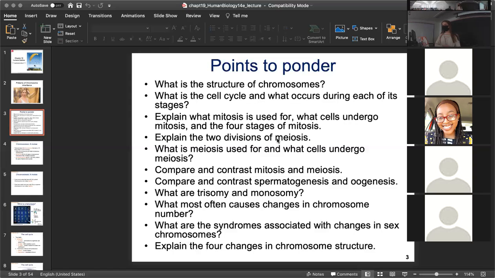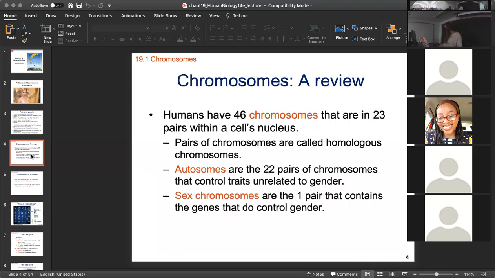We're going to talk about some disorders of the chromosomes. We're also going to talk about some changes, and what happens if there are changes in the structure of the chromosome. Just a review, you may know that humans have 46 chromosomes, or essentially 23 pairs. We're going to look at a picture here in just a second. These pairs are called homologous chromosomes.